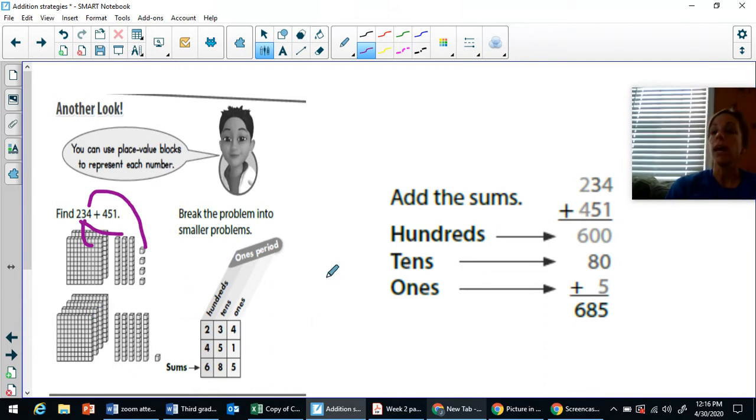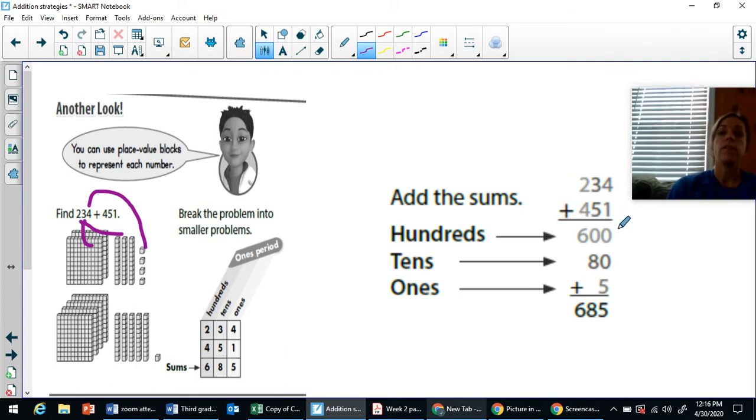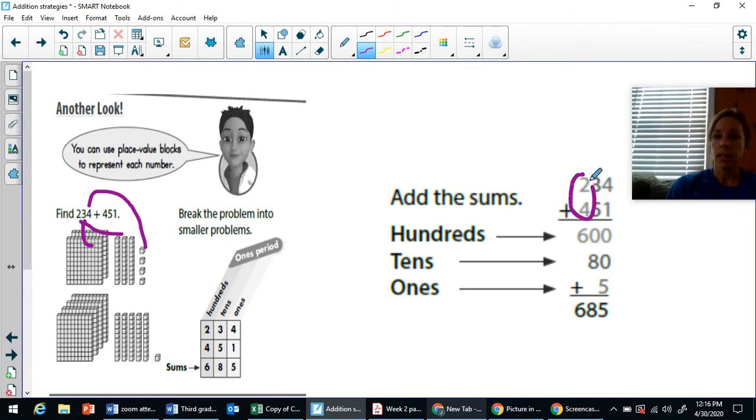That's fine. If you do not need that support, this is where you are going to take that number and break it up into hundreds, tens, and ones, just like we did with expanded form. For example, I have 234 plus 451 over here. The first thing they did was they focused on the hundreds place. They saw 200 and 400, and that is where they got the 600 from. They then moved into the tens place. They saw a 3 and a 5. Well, that really represents 30 and 50.